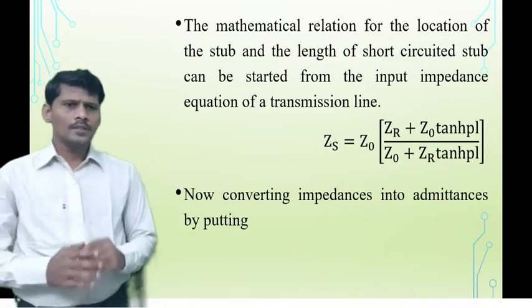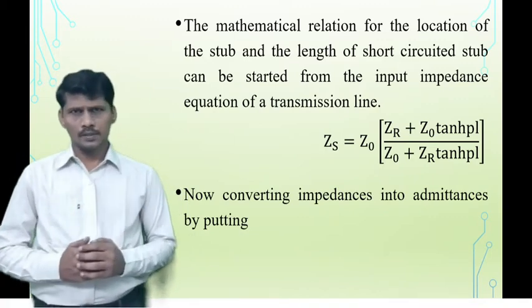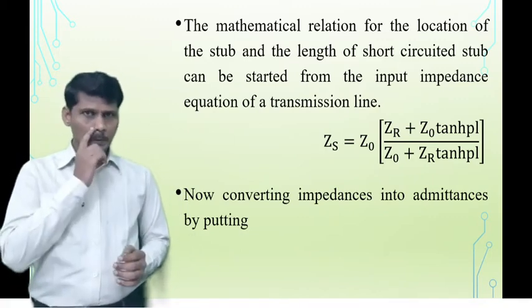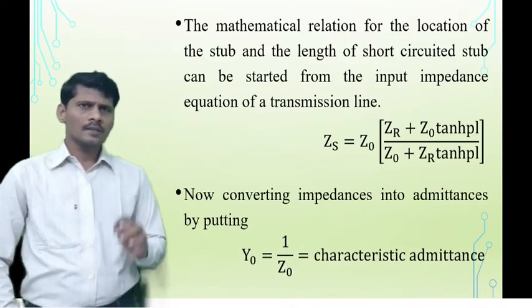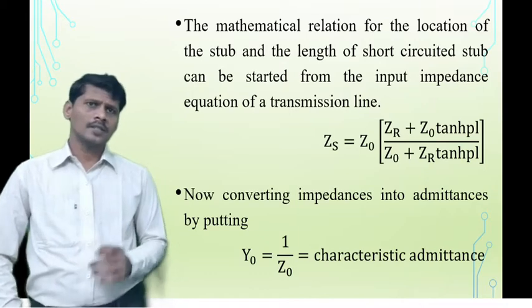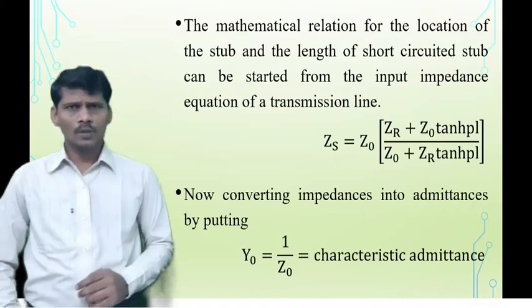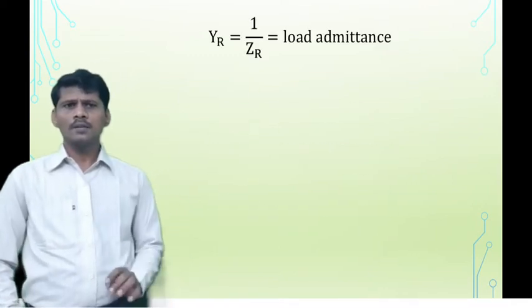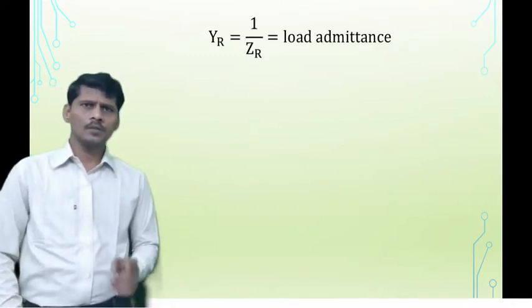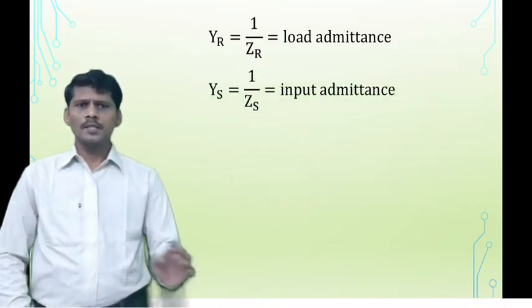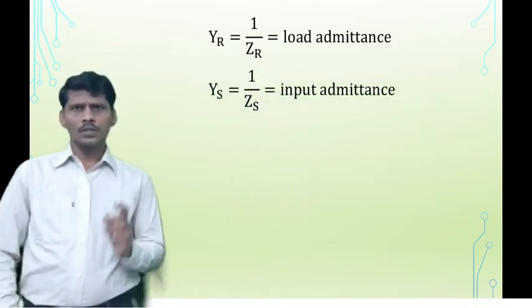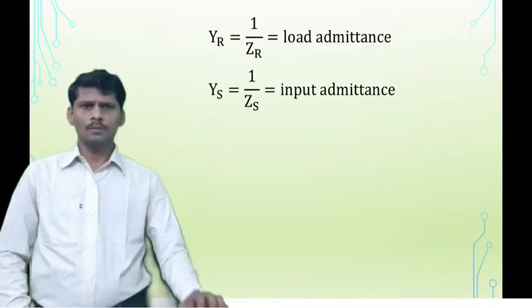Now converting the impedances into admittances. Y0 is the characteristic admittance, which is the reciprocal of the characteristic impedance. Yr is the load admittance, which is the reciprocal of the load impedance. Ys is the input admittance, which is the reciprocal of the input impedance Zs.